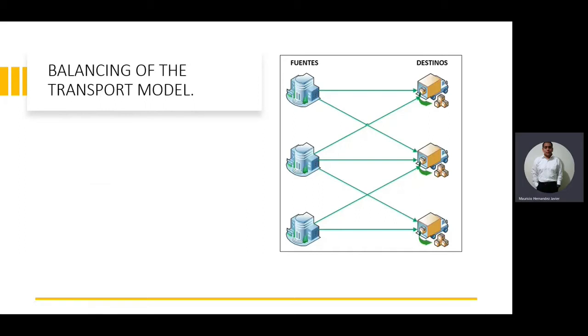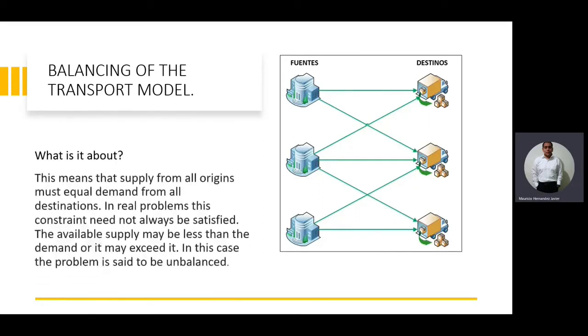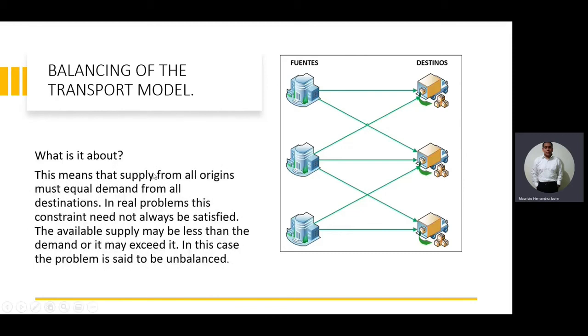Balancing of the transport model. What is it about? This means that supply from all origins must equal demand from all destinations. In real problems, this constraint need not always be satisfied. The available supply might be less than the demand, or it might exceed it. In this case, the problem is said to be unbalanced. Now we are going to talk about balance in the transportation model.